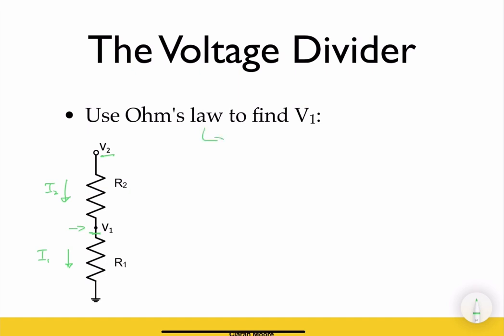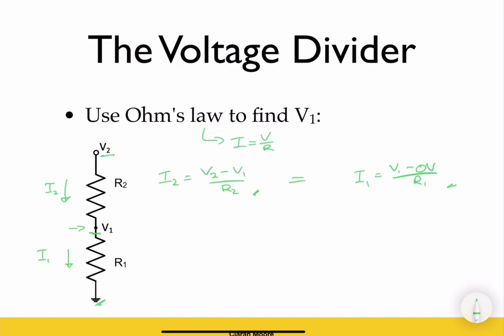Once we recognize that, we can use Ohm's law, I equals V over R, to write expressions for our currents, I2 and I1. And so we have I2 is equal to V2 minus V1 over R2, and I1 is equal to V1 minus 0 volts. So we often omit that minus 0 volts over R1, and of course I2 is equal to I1. We now take these two equations and we rearrange them.